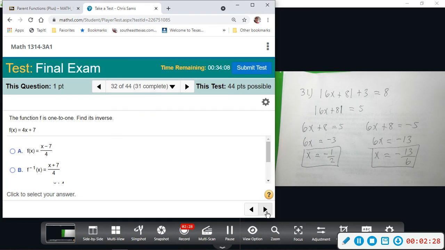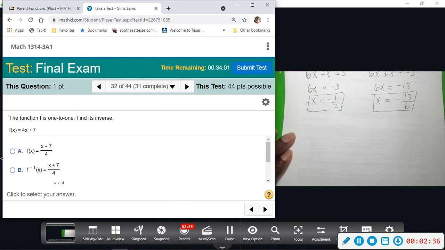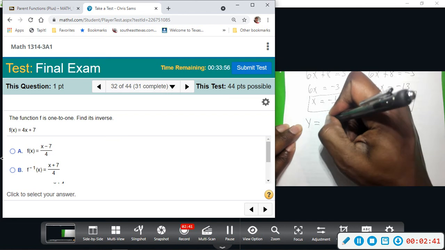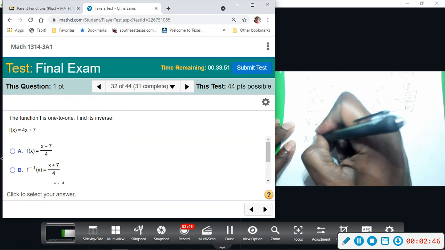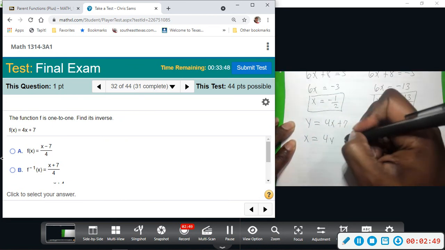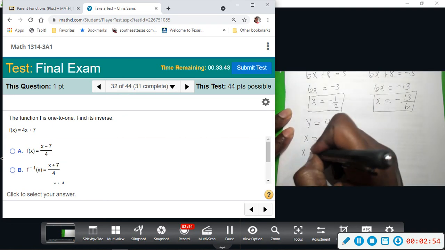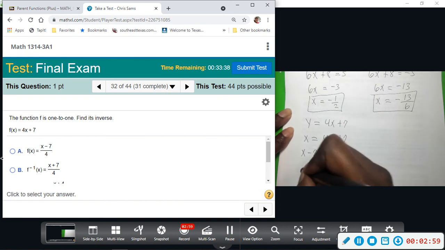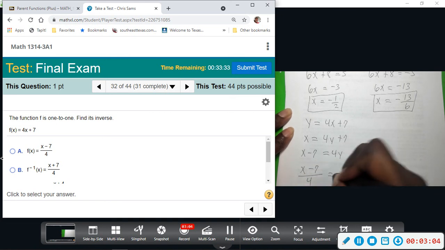Alright, the function is one-to-one. We want to find its inverse. So the way you find the inverse of one-to-one functions is you interchange x and y. So this function is y equals 4x plus 7. We're going to change places so that it will be x equals 4y plus 7, and then solve for y. So we would subtract 7, and then divide by 4, so we get y equals x minus 7 divided by 4.